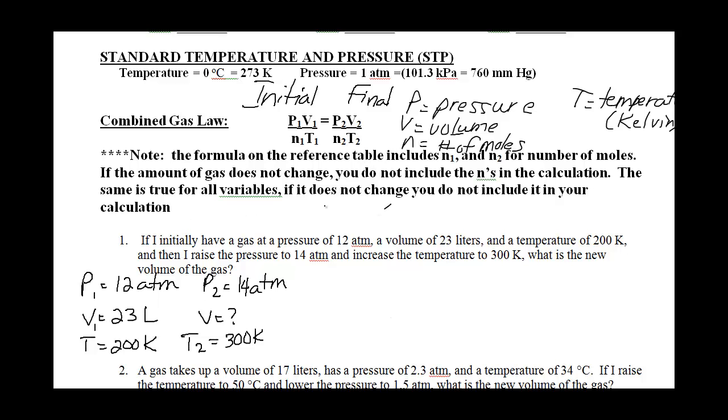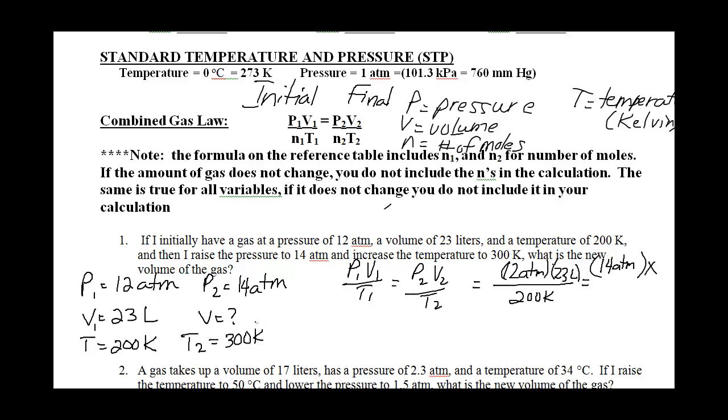So what do I do? I look at my formula up there. So I know I have P1 V1 over T1 equals P2 V2 over T2. So what am I going to do? I'm going to plug in my variables. What is my P1? That was 12 atmospheres. What was V1? 23 liters. What is my T1? 200 Kelvin. On the other side, what's my P2? 14 atmospheres. V2, that's my unknown. That's my X. I do not know it. What else do I know? 300 Kelvin. Now it turns into an algebra problem. Okay, now this is why we practice these. You need to figure out algebraically how you solve these.